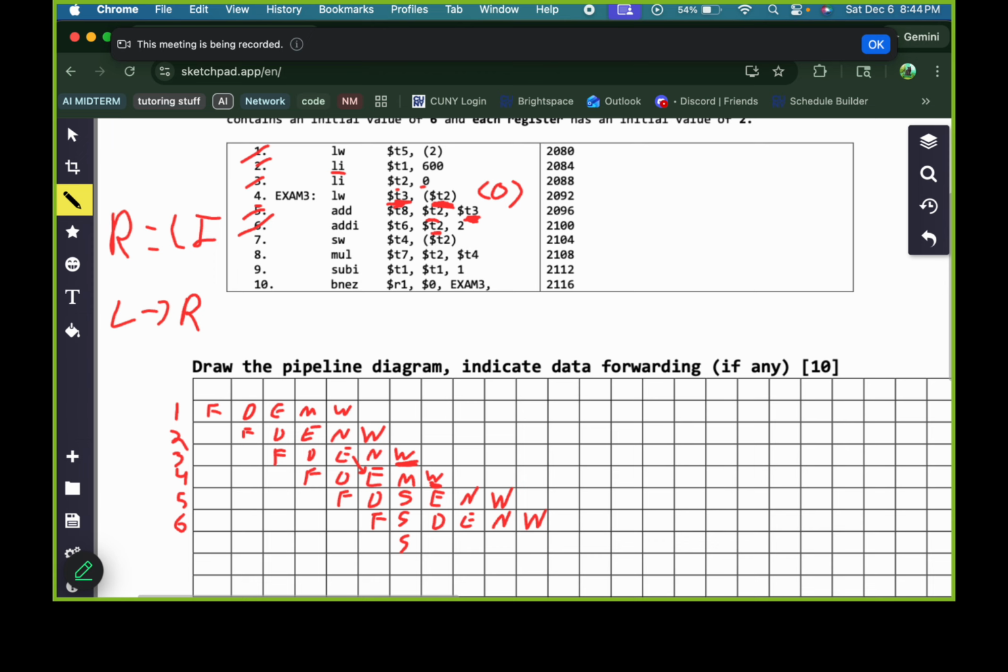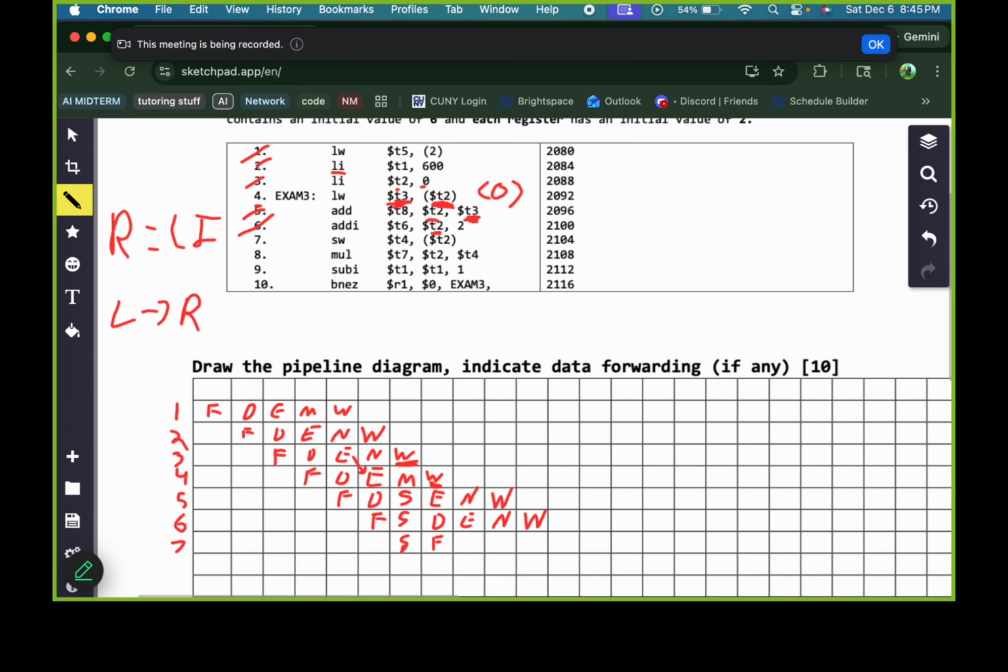7, store word. Notice I still have my stall here, so I start fetching here instead. You can put a stall here, that's okay. Technically, it's not really necessary. You'll see kind of on the answer key that it looks kind of as if this is not even here. I personally put it there just so I know that there is a stall happening. I really don't think he would take points off. If you'd rather not have the stall there, that's totally fine. You can totally do that. Just please make sure that you don't start here. You start one cycle over.